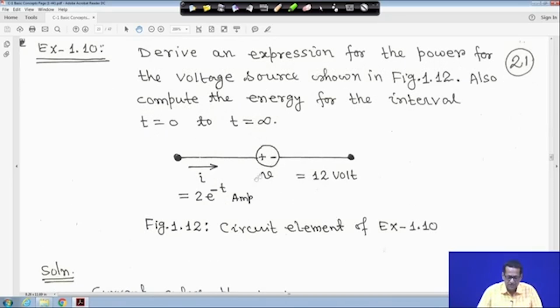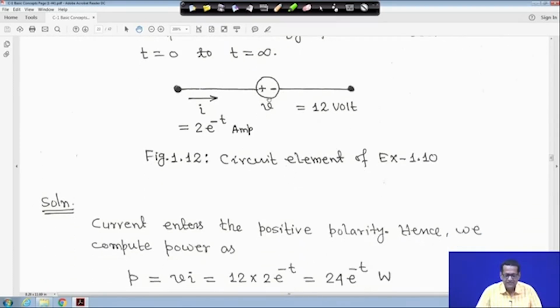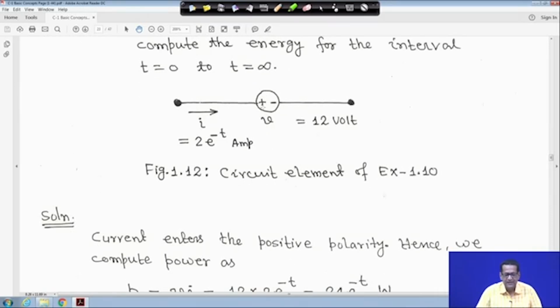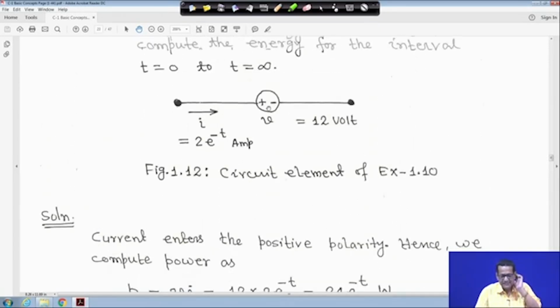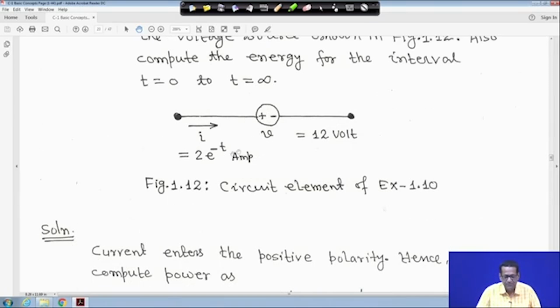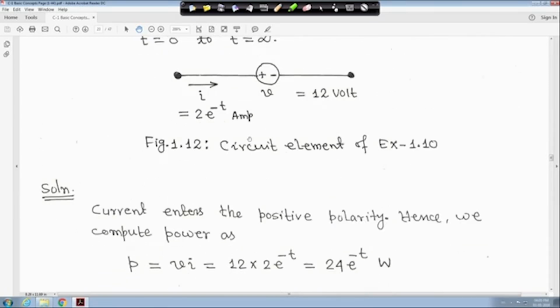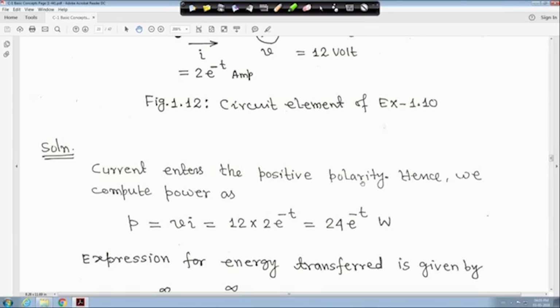Now this is the voltage source. The current I is given as 2 into e to the power minus t ampere, a time function, and the voltage V is equal to 12 volt. The first thing is that this is a voltage source and current is entering the positive terminal. Since current enters the positive polarity, we can compute power as P is equal to V into I, where V is 12 volt.